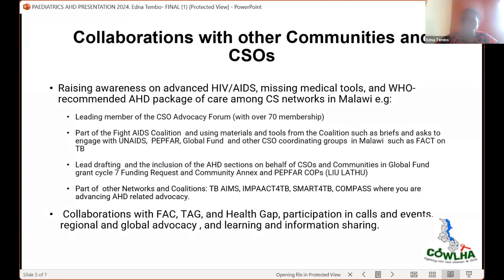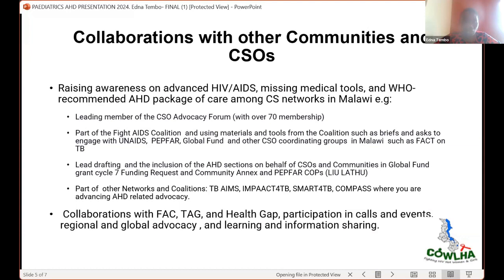So we were part of that, and also part of the LIULA too, which is the PEPFAR COP document, which we present with our asks, and also make sure that we are following. And this document is like a reference for us. When we go to PEPFAR, we usually produce this document to make sure that we are following with them.